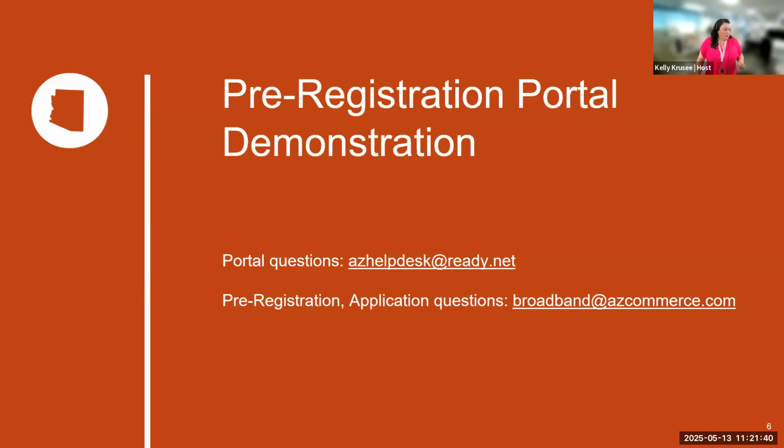There is an email for the portal directly. That's the AZ help desk at ready.net. You can reach out to them as well. But like I said, if you're doing this in the middle of the night and can't remember anything, remember that broadband email, get it to us, and we will get it to the right person for sure. I don't want you to worry about sending it to the right person. We will get it routed, not a problem.